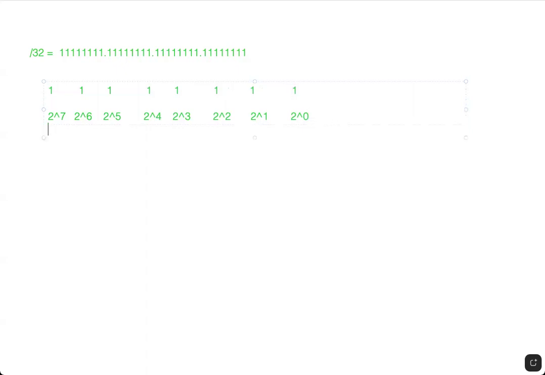So now let's put in the values. 2 power 7 is 128. 2 power 6 is 64. 2 power 5 is 32. 2 power 4 is 16. 2 power 3 is 8. 2 power 2 is 4. 2 power 1 is 2. 2 power 0 is 1. If you add all of these numbers, 128 plus 64 is equal to 192, plus 32 is equal to 224, plus 16 is equal to 240, plus 8 is equal to 248, plus 4 is equal to 252, plus 2 is equal to 254, plus 1 is equal to 255. So a /32 can be written as 255.255.255.255.